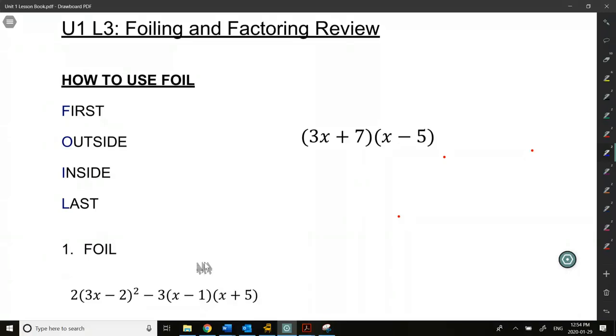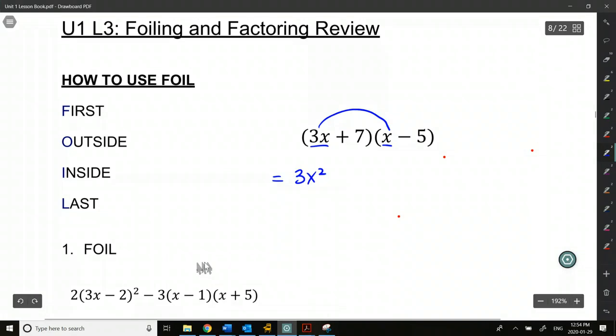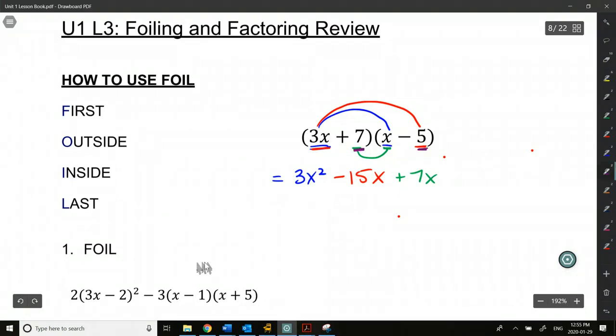So FOIL. FOIL stands for first, outside, inside, last. So let's try it out on this one. We're going to do the firsts multiplied together. So what's 3x times x? 3x squared. And then outsides, which are these guys. So 3x times negative 5. Negative 15x, good. Insides. And lasts. Negative 35. And then you're going to gather any like terms that you have here.